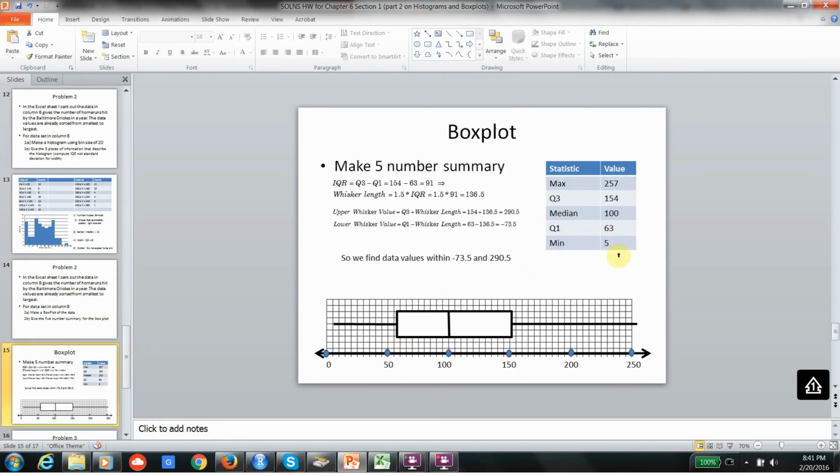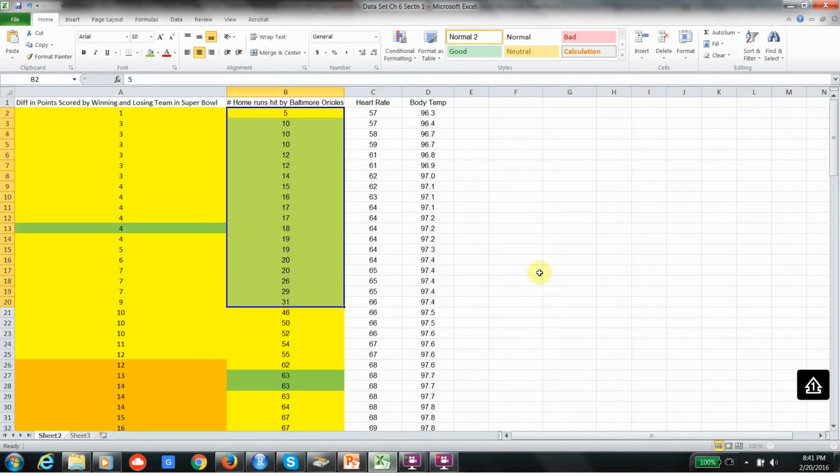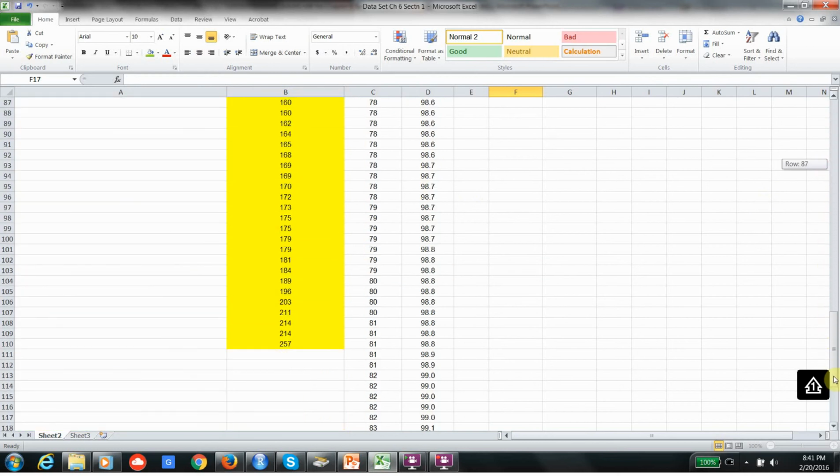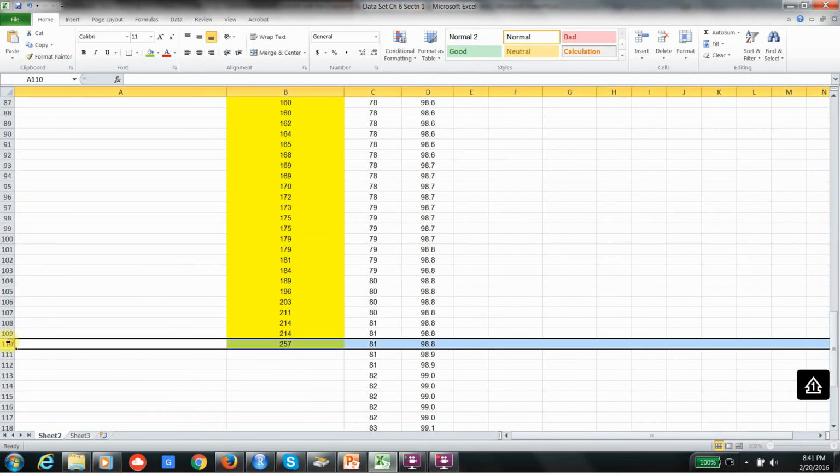So the first thing we do is we do the max and the min. We're always going to do the 5-number summary first. They're already ordered, so I can pick off the max and the min. And now I have to find the median and Q1 and Q3. So the first thing I'm going to do is figure out how many data values I have. I have a lot. I have 110 data values, but the first one is taken up by the label.